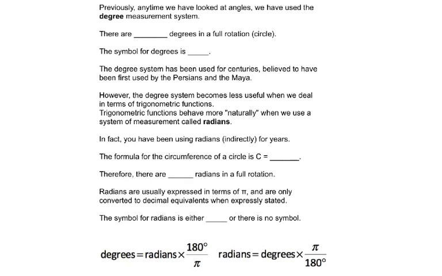What we know is that there's 360 degrees in a full circle. And the symbol for degrees is a little circle, kind of in where the exponent spot would be if we were dealing with a number.